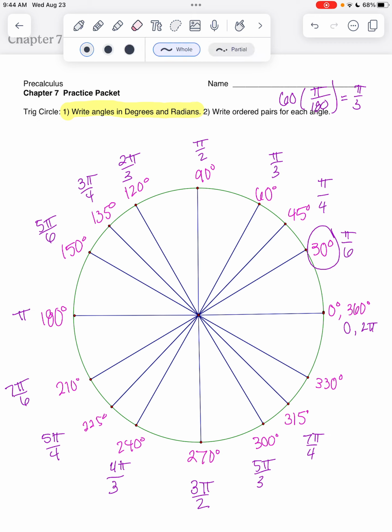Okay, now we have our next degree measurement, which is 330 degrees. From 30 degrees to get to 330 degrees, we just multiply by 11. So this one would be 11 pi over 6. And that's it, okay? So just memorize how we got this, and all we have to do to make our lives a little bit easier during this whole entire course of pre-calculus is to memorize this trig circle.